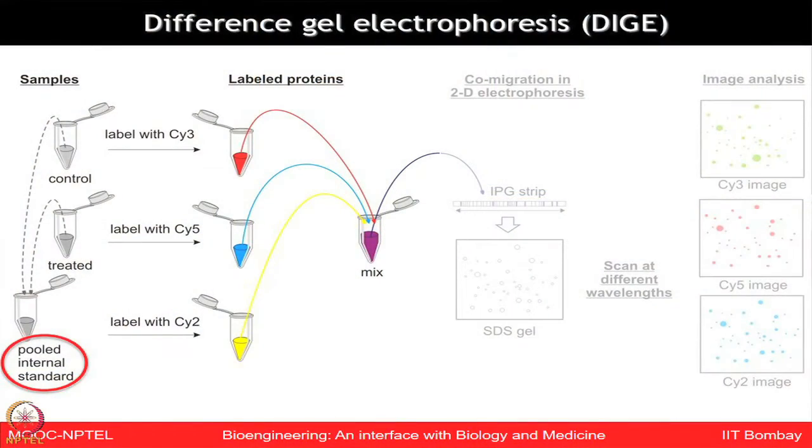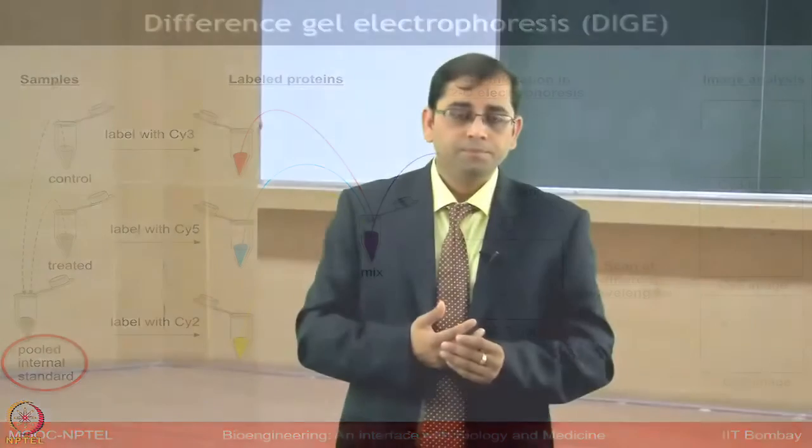So, if you want to cross compare these 10 gels, or for that matter the protein profiles of different patients, then you need to have some sort of common parameter to be analyzed, and that is the internal standard. You can take a small, equal amount of protein from all of these healthy and diseased individuals, mix them together to make a pool, and that pool could be labeled with a third dye, which is Cy2 dye.